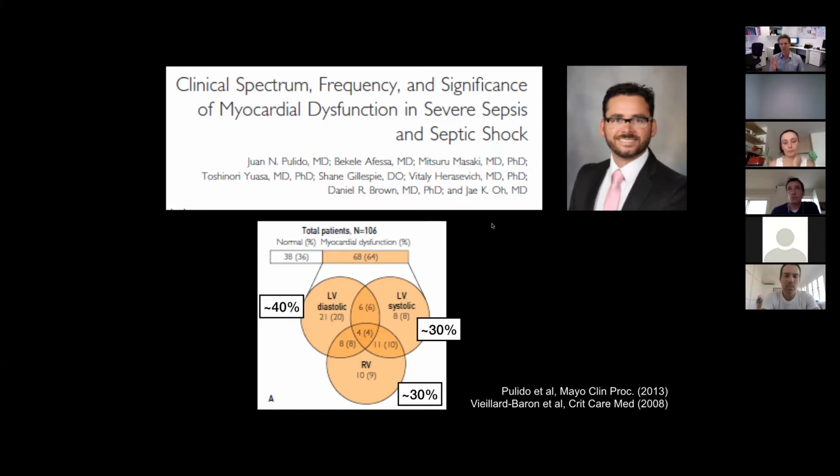106 patients, and a quite nice Venn diagram showing that you can get a collection of all these different kinds of dysfunction, both for the RV and LV systolic and LV diastolic. And it's about 30% across all of them. So about 30% of the patients are getting some form of LV systolic dysfunction, about 30% some form of RV dysfunction, and approximately 40% some form of diastolic dysfunction. Overall, about 65% of those patients have some form of myocardial dysfunction.